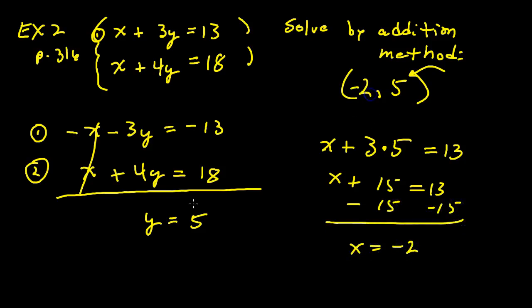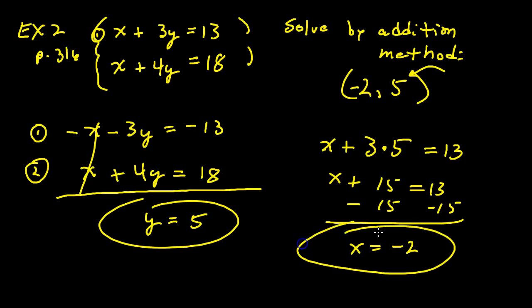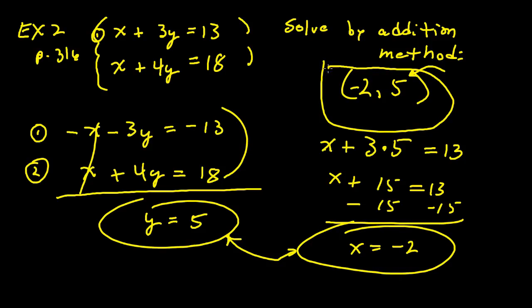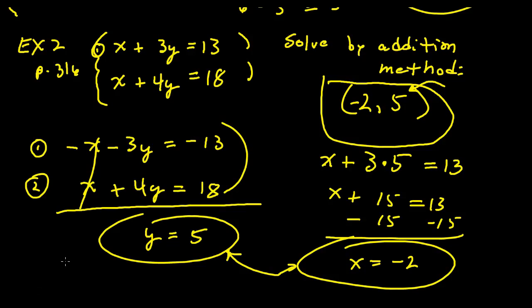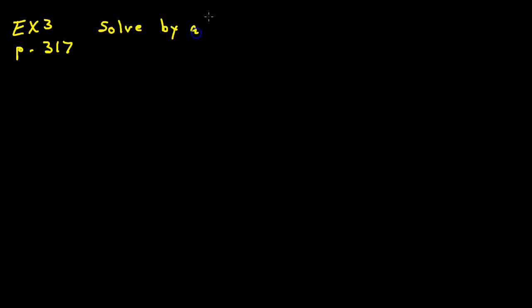All right, so when y equals 5, x equals minus 2, and this pair of values will solve both equations simultaneously. And if you like ordered pair notation, that's my solution there. All right, let's try example 3 in section 5.3. This is example 3 on page 317. And they say solve by the addition method.